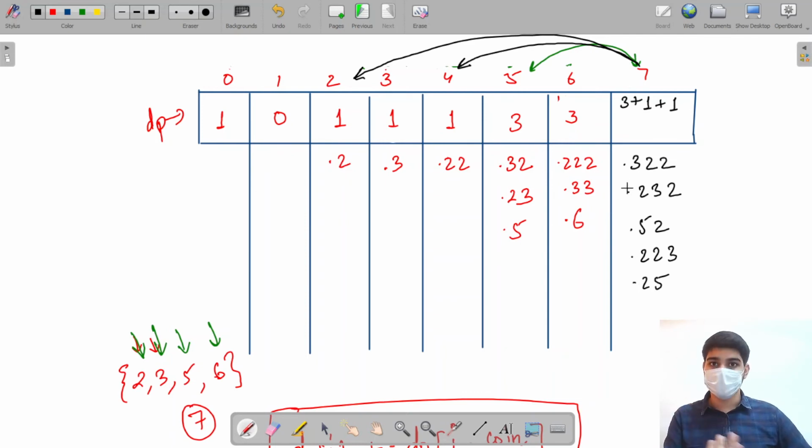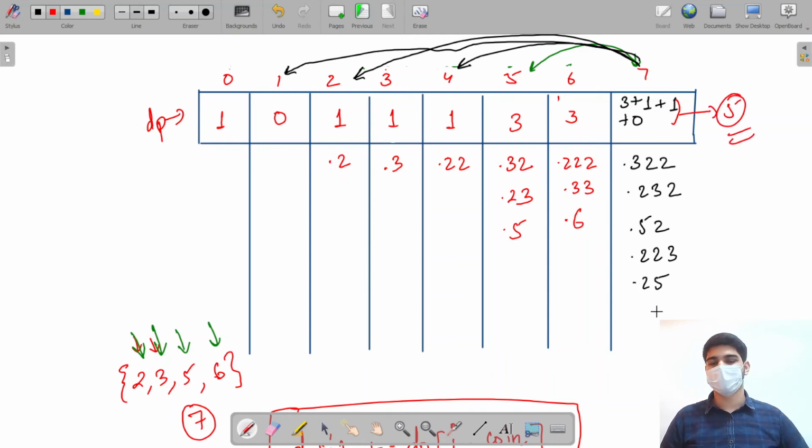What if I call for 6 now? If I call for 6, it will land me at 7 minus 6, which is 1. Now 1 again says, sorry dude, no possible way from me till 0. That means you can't ever reach 0 if you use 6 from 7, right? So I won't be able to do anything, plus 0, right? So what we have over here is 3 plus 1, 4, 4 plus 1, which is a total of 5, which is my answer.